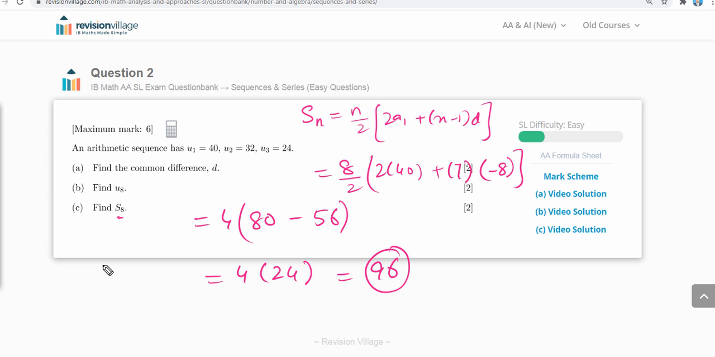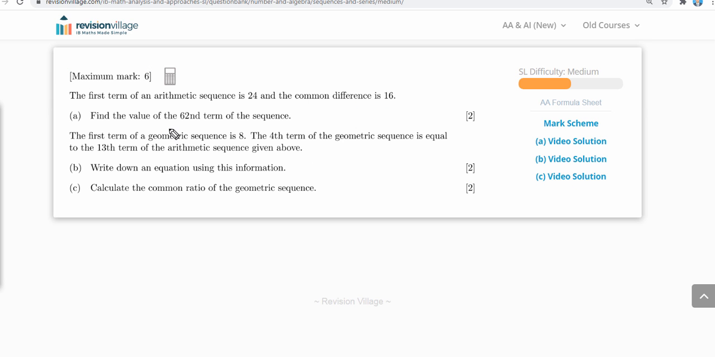It's quite simple. Now let's move on to some medium level questions. Okay, so here we have a medium level question. It says the first term of an arithmetic sequence is 24 and the common difference is 16. Find the value of the 62nd term of the sequence. So we have the first term. I'll write the data over here. So the first term is 24. The common difference is equal to 16. The number of terms is 62, and we have to find the 62nd term.